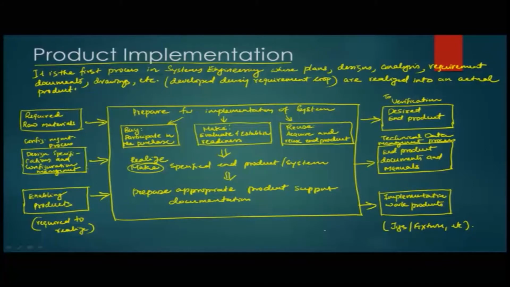The documentation then goes to the technical data management process. The end product that is made will go to the verification process, and the implementation work products, the jigs, fixtures, etc., which are necessary for the whole thing, get transferred into the appropriate documentation section, so that if you have to repeat this process, we know what to do. Okay. Hope that you understood the first step, which is called the product implementation step.